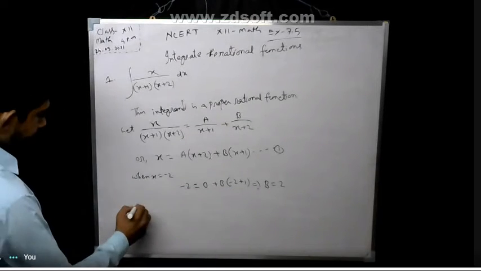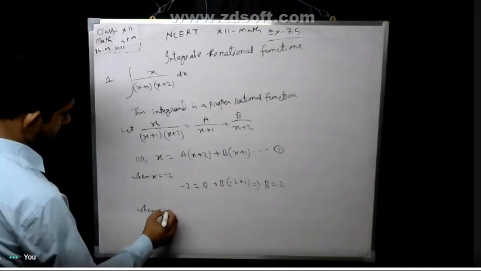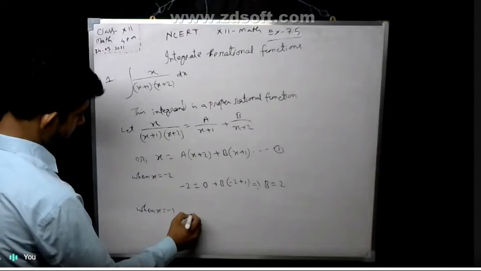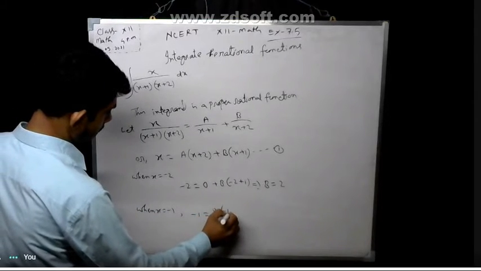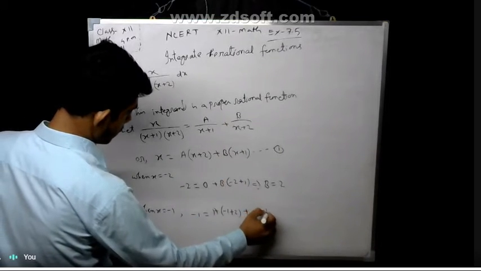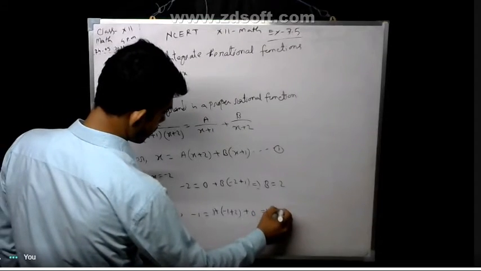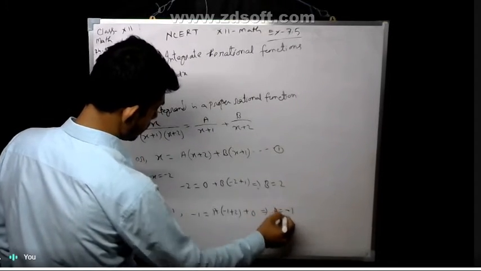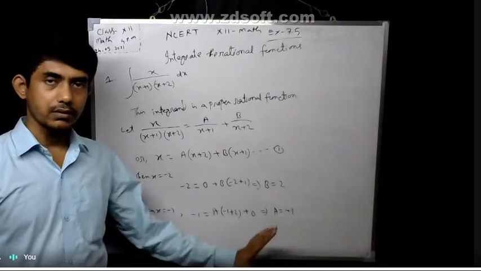Again, when x equals minus 1, then minus 1 equals a into minus 1 plus 2 plus 0, which implies that a equals minus 1. So a equals minus 1. Okay.